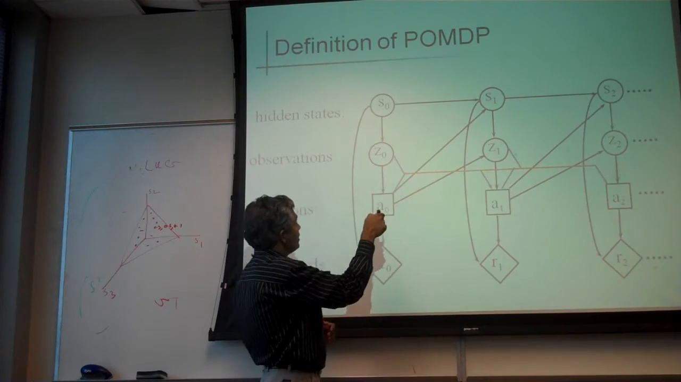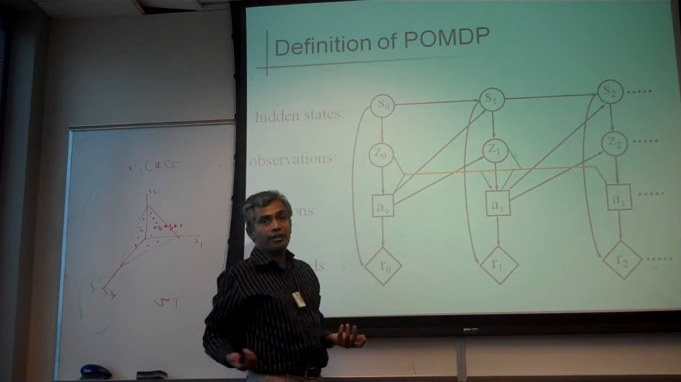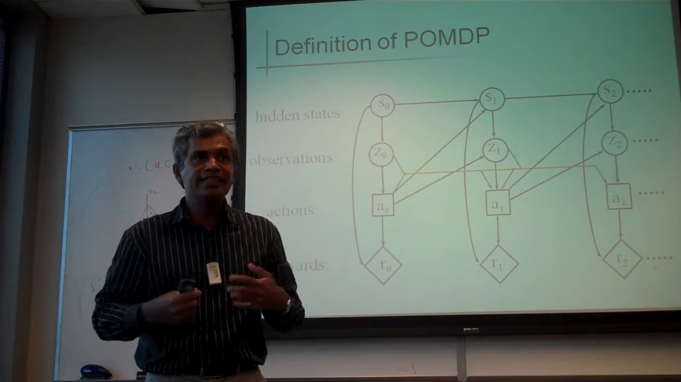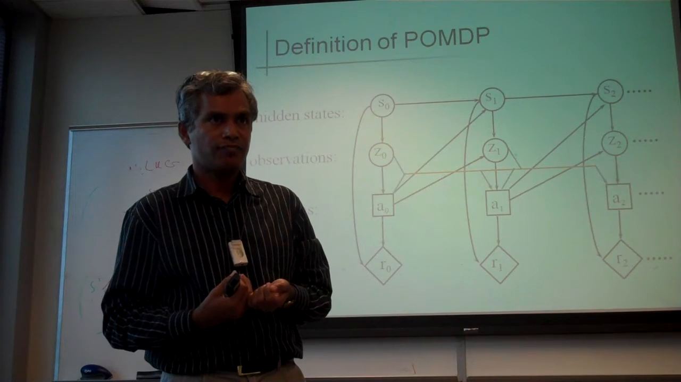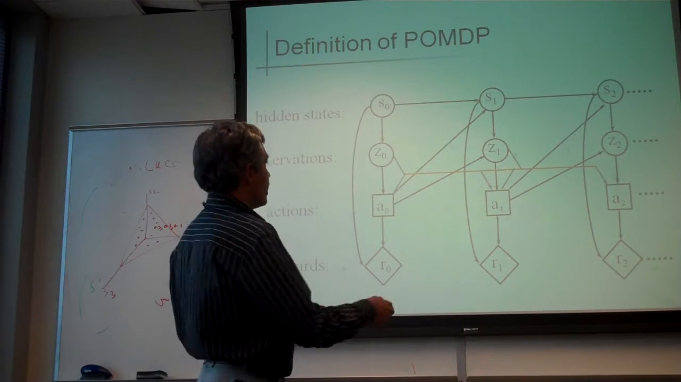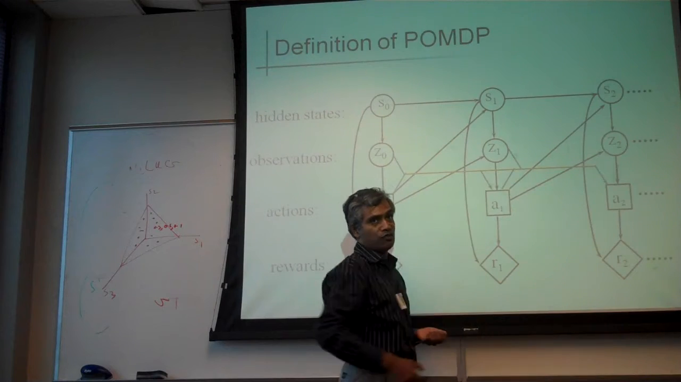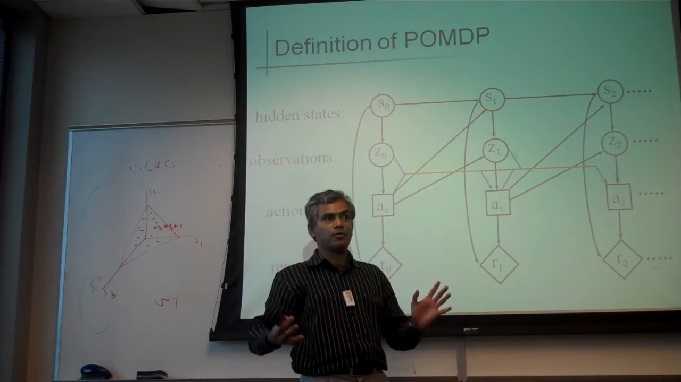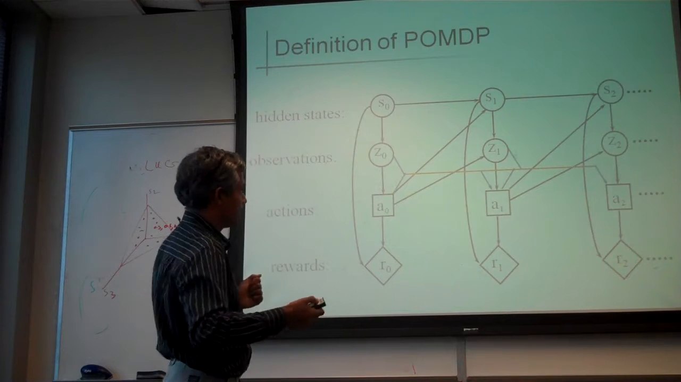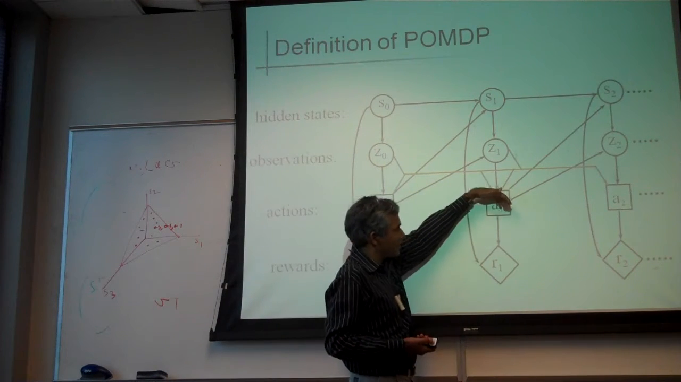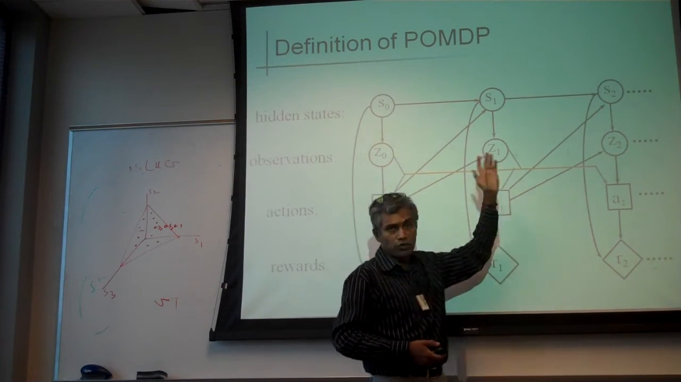Now obviously, these are not one-to-one. Many states can give the same observation with different probabilities. Okay, so when you get this observation, you don't know that you are in S1. You just know that this may be consistent with a whole bunch of states with different likelihoods. Okay, and then you wind up doing an action again, you get some reward, and so on.